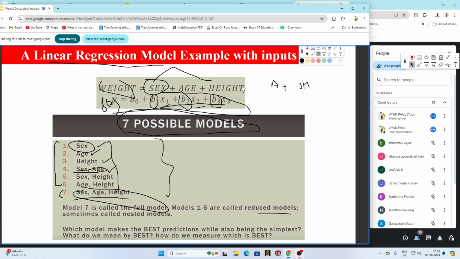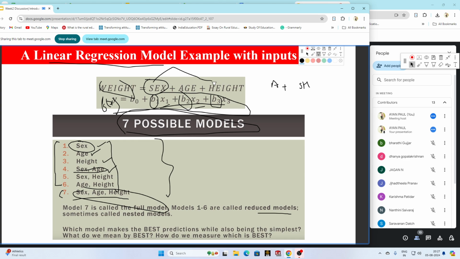So again I am repeating, there are two things. One is feature selection, the other feature extraction. Feature selection means we are keeping some features and dropping the other features. Feature extraction means we are making a feature out of some correlated features. Features means inputs, don't get confused. So feature extraction means we are making inputs out of correlated inputs.